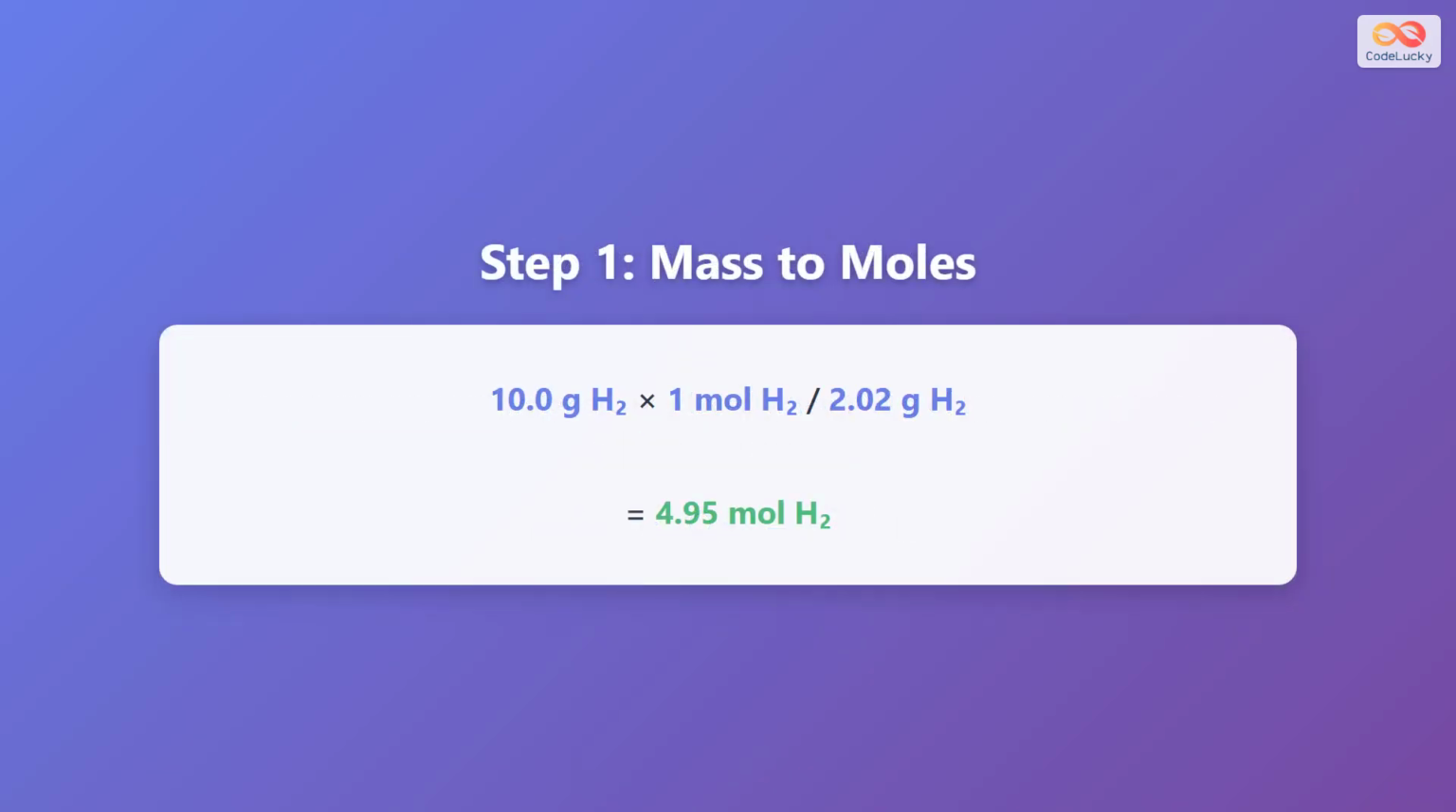In step 1, we convert the mass of hydrogen to moles. We take 10.0 grams of H2 and multiply by the conversion factor, 1 mole of H2 per 2.02 grams of H2. The molar mass of hydrogen gas is 2.02 grams per mole. When we divide 10.0 by 2.02, we get 4.95 moles of hydrogen gas. Now we have our reactant in moles.